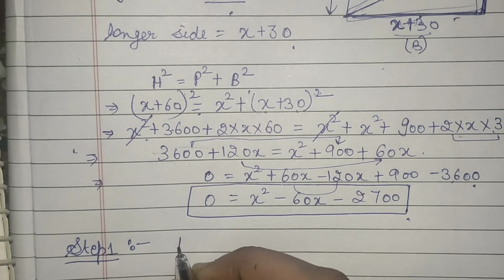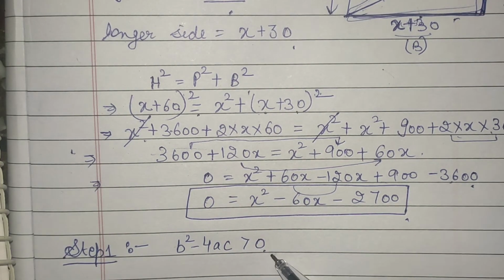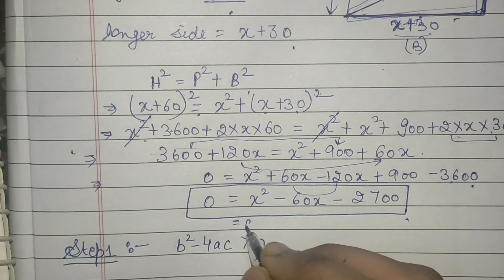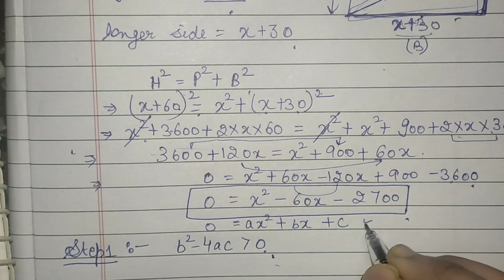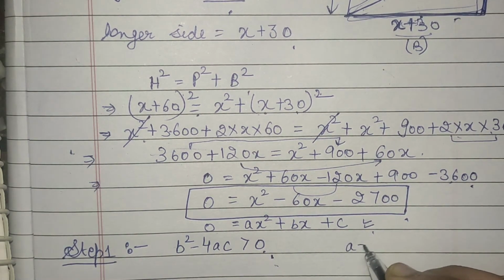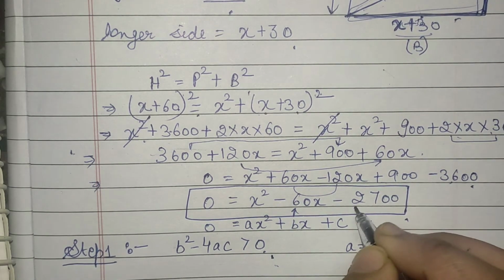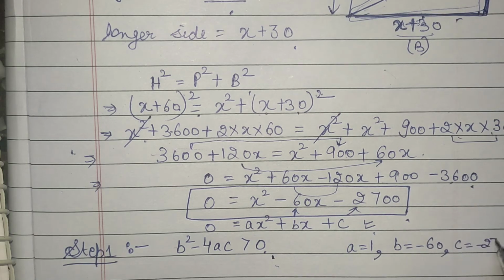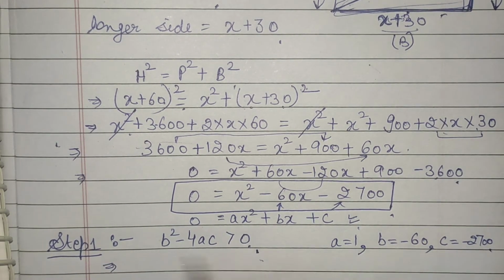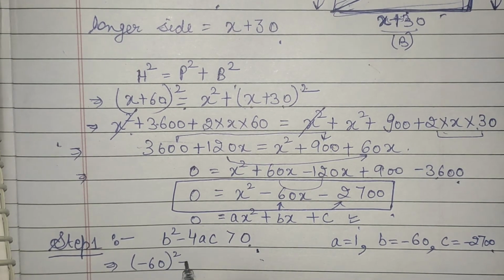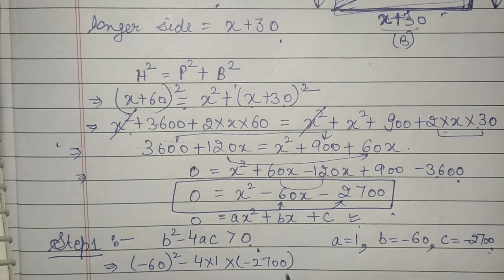So step number one says what? You have to check whether b square minus 4ac is greater than 0 or not. So how will you check that? You will compare your given equation with the standard form of the equation. So my a will be 1, b will be equal to minus 60 and c will be equal to minus 2700. Okay, so put the values and find out. So b square is 60 square, minus 4a, a is 1 and c is minus 2700.